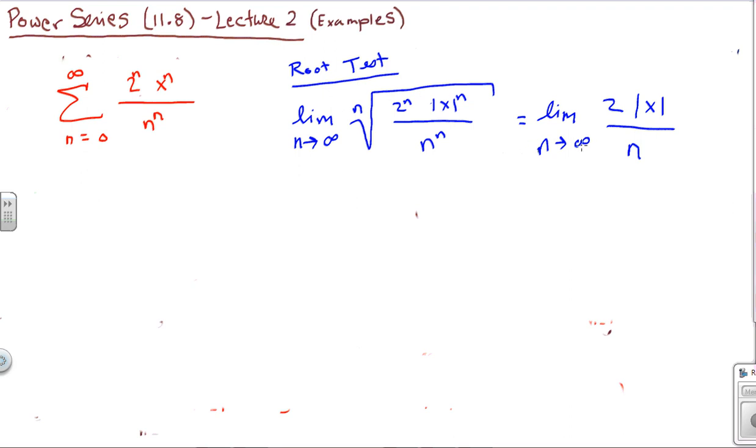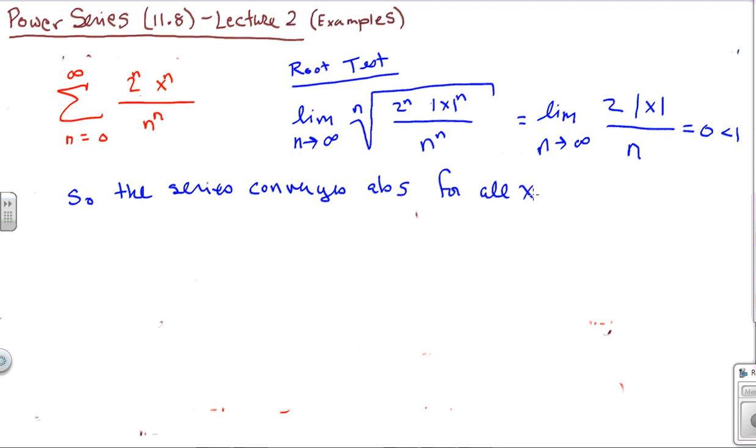So now as that goes to infinity, this is going to equal 0, right? And that's regardless of what x is. For any fixed value of x, that's going to equal 0, which is less than 1. So the series converges absolutely for all x. Okay, that means the domain is going to be all of R. The domain is all of R, or you could write that as negative infinity to infinity.